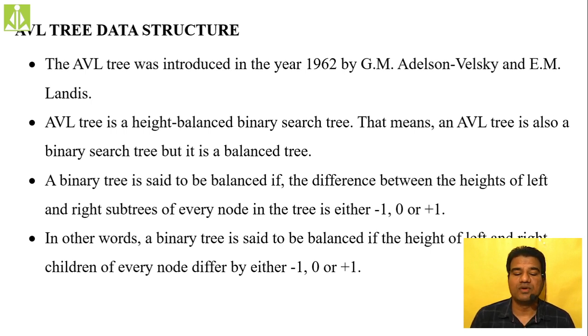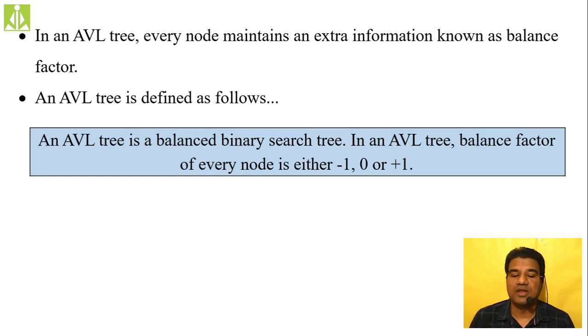In other words, a binary tree is said to be balanced if the heights of the left and right children of every node differ by either -1, 0, or +1. So inside a binary search tree, if the height at every node, whatever you are calculating, when you subtract the height of the left subtree from the right subtree gives -1, 0, or 1, then we call such a tree an AVL tree. In an AVL tree, every node maintains an extra piece of information known as the balance factor.